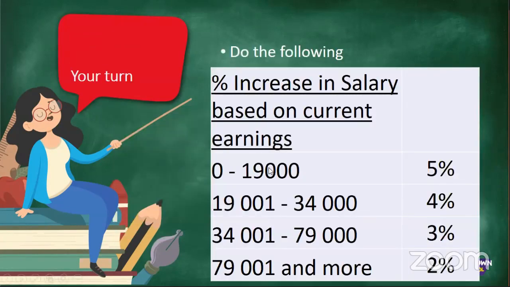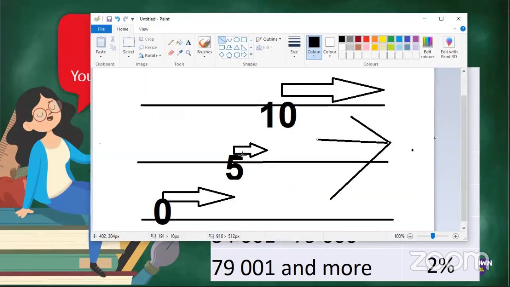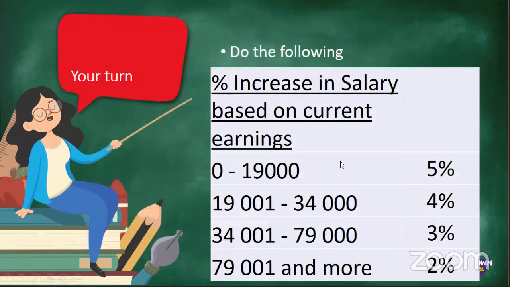Right, so let's do the following. It says there the percentage increase in salary based on current earnings. So in this case, if you earn from 0 to 19,000, you get a 5% increase, and so it goes. So this is a number. Remember what I said? We work with the one that's pointing to the right. So if you go back here, let me just find it there. We're working with the one that's pointing to the right. So we need to make sure that we start with the bottom one at this stage.